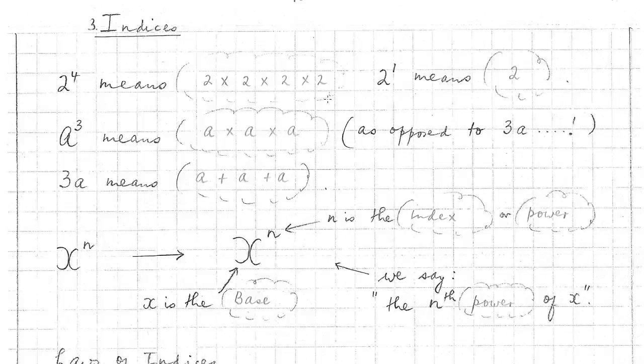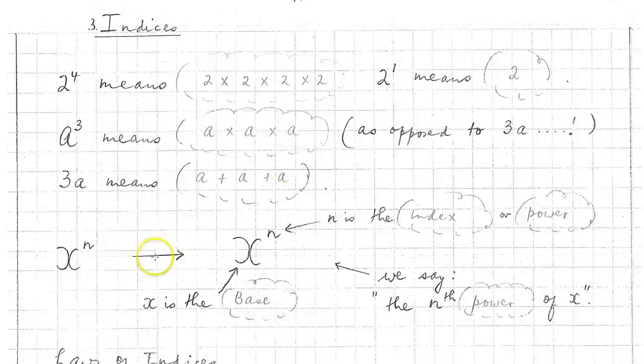So a to the power 3, we often say a cubed. That means a times a times a. Not the same as 3a with a big 3. That means a plus a plus a. And often the two are confused. They're simply conventions for how to write actions of multiplication and addition when we repeat them.